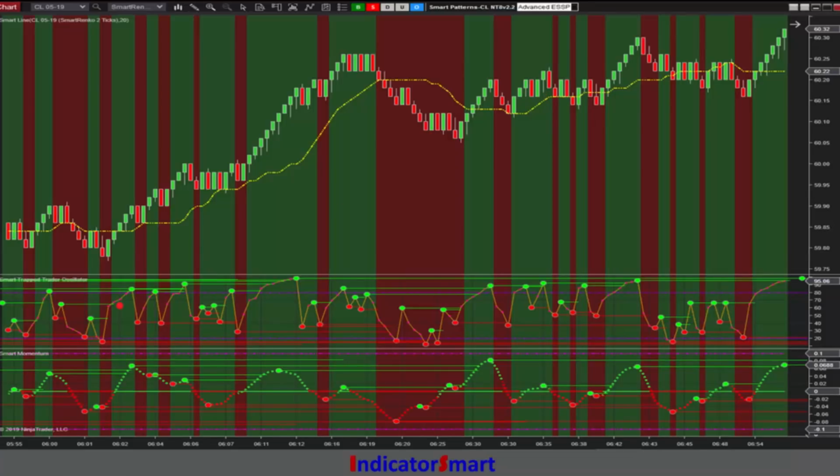Now in the second panel here, we have what's called the trapped trader oscillator. And the trapped trader oscillator can help you to identify where groups are on the wrong side, and specifically so where it's breaking one of these lines to the downside. This suggests it's going up. You're above the smart line. And then the smart momentum, what it will do is it will go down against that trend. As it goes down against the trend, it tells you it's going up.